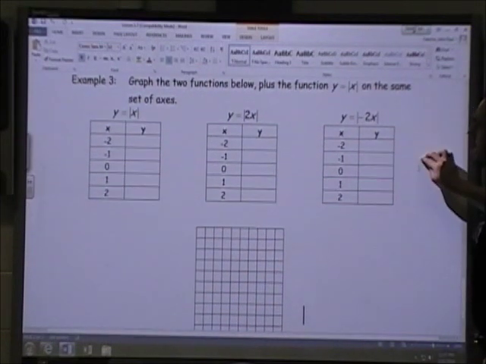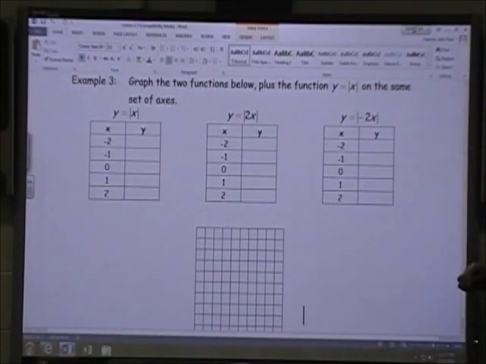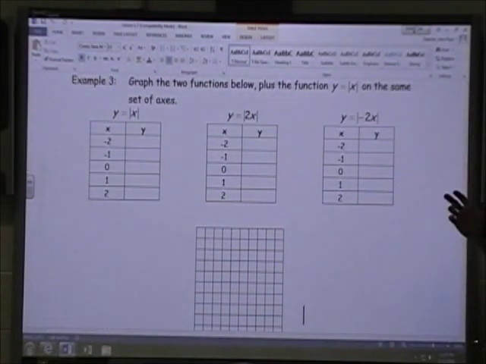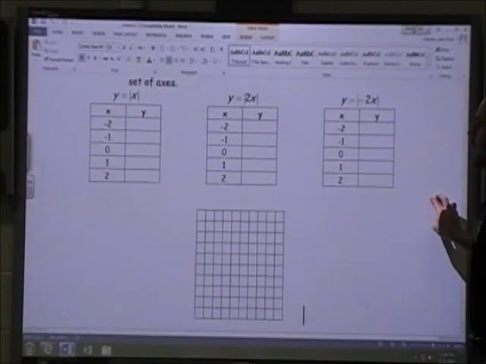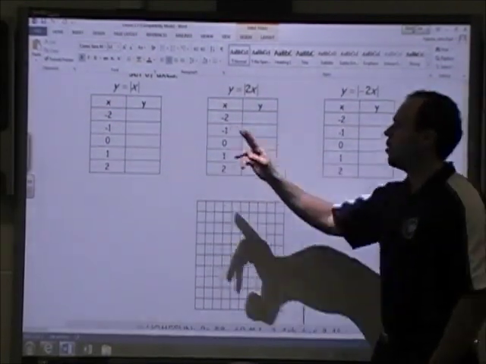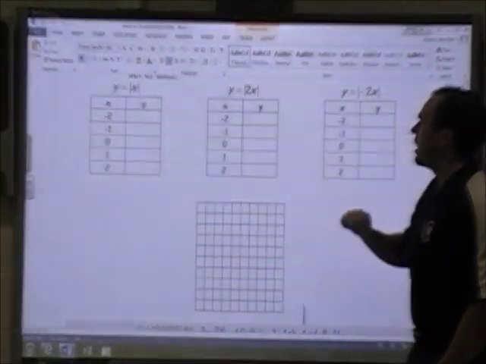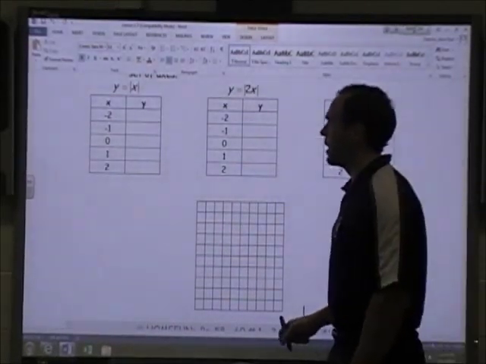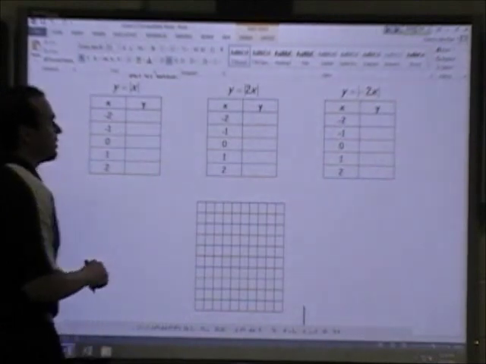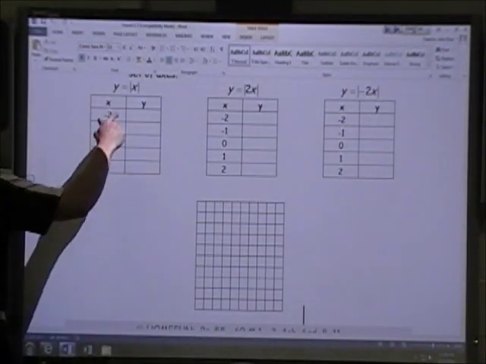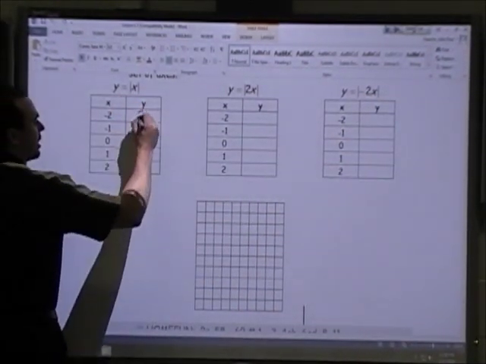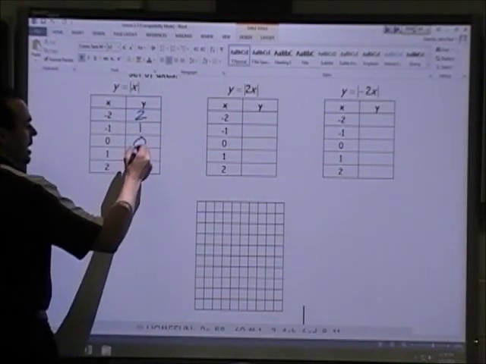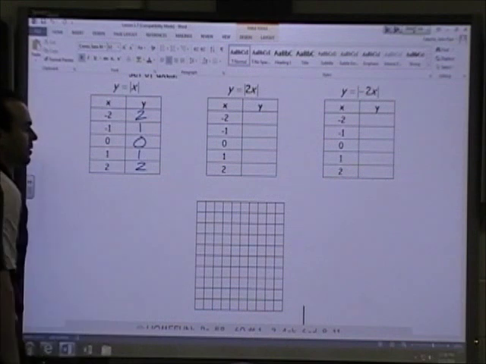Now example 3 says, graph the two functions below plus the function y equals absolute value of x on the same set of axes. So I want to graph y equals absolute value of x, absolute value of 2x, and absolute value of negative 2x. Let's do that. I'm going to plug in the points from negative 2 all the way to 2. The absolute value of negative 2 is positive 2. Absolute value of negative 1 is positive 1. Absolute value of 0 is 0. Absolute value of 1 is 1. And absolute value of 2 is 2.